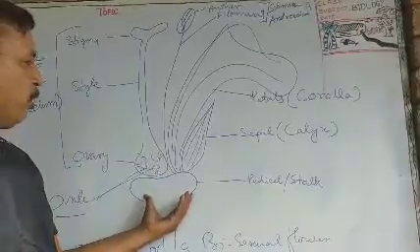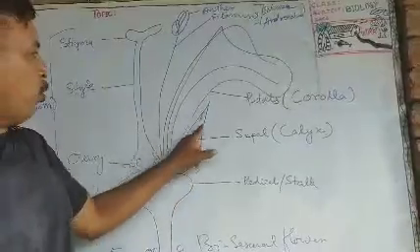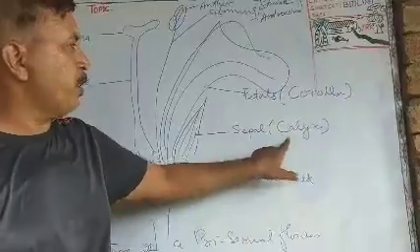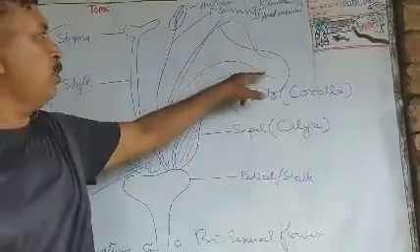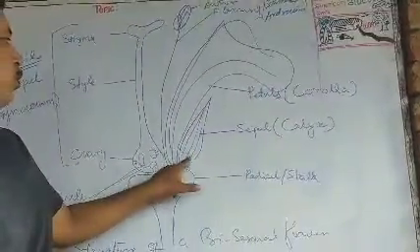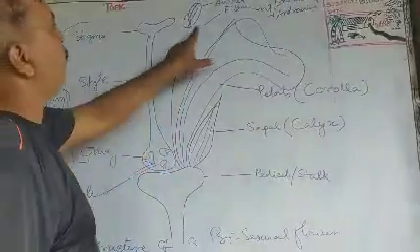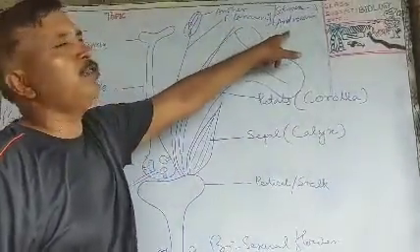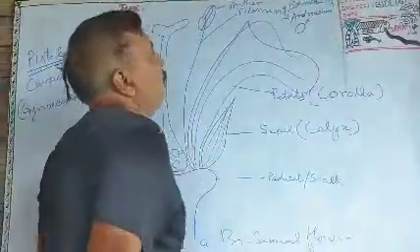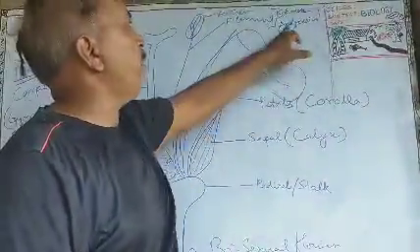So the base structure on which all the four whorls are arranged is pedicel or stalk. The first outermost whorl, green colored sepals. The whorl made by sepals is calyx. Then comes brightly colored petals, and the whorl is corolla. Then comes the next whorl: first whorl, second, third, fourth. So four whorls are present, right? This one is made up of anther and filament, that is stamen or androecium. This is the male part of the flower, and the whorl made by the stamen is androecium.